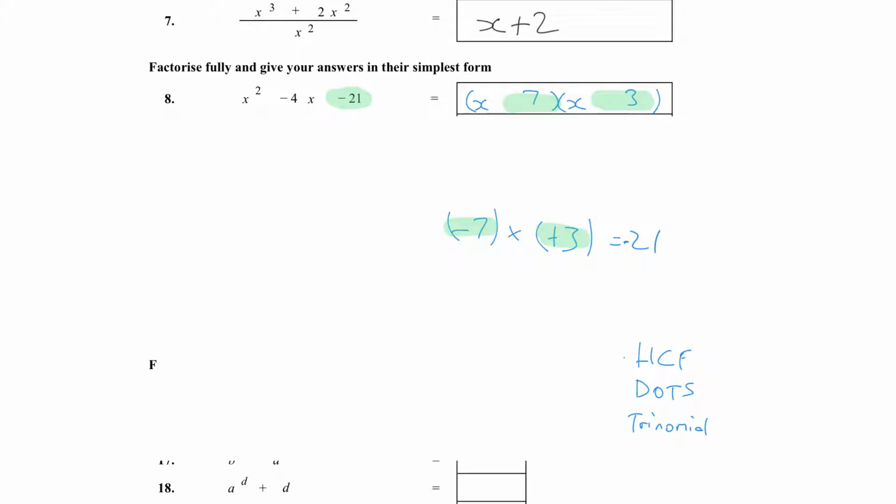And for our middle term, minus 4x, just focus on the minus 4 in front of the x. Does minus 7 plus positive 3 equal minus 4? That is our question. If it does, then we're in for a winner. Well, minus 7 plus 3 is indeed minus 4. So, to run through it again quickly, minus 7 times positive 3 gives you minus 21. Minus 7 plus 3 gives you minus 4, the middle term.